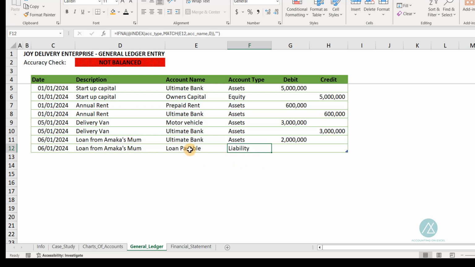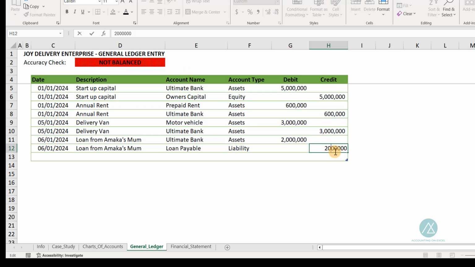And for a liability account, the default balance is credit. So whatever will increase a liability account should be on the credit side. So you put 2 million. Now I put 200,000, that's why it's saying not balanced. So you put your 2 million, make sure it's 2 million. Right, good. So it's balanced.